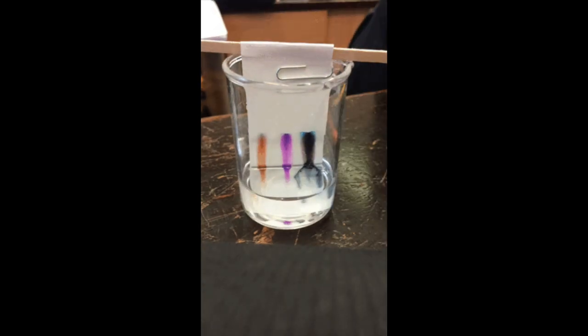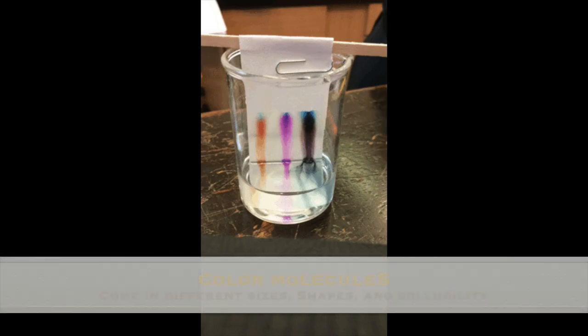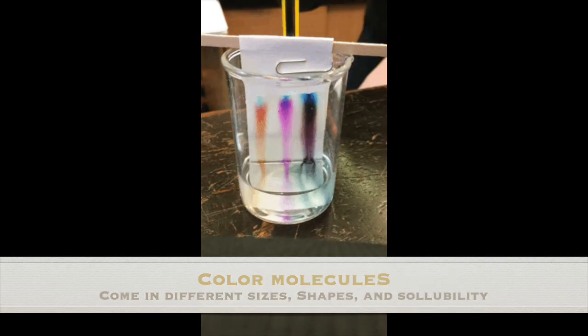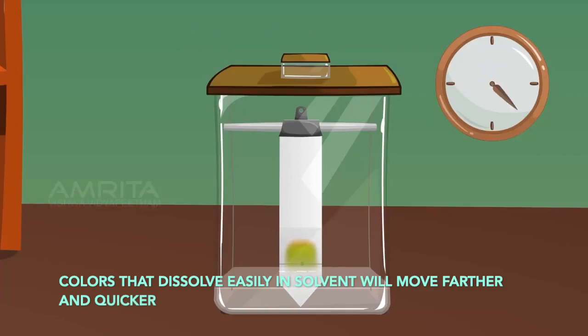Various colors will appear at certain distances from their starting point because molecules of these colors have different sizes, shapes and solubilities. Molecules that dissolve better in the solvent will move along the paper more easily and quickly and will travel the greatest distance. Other molecules are not able to move as quickly and are left behind.